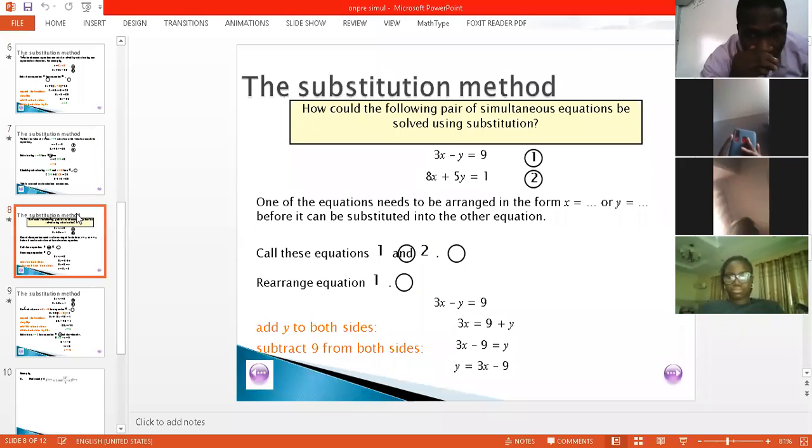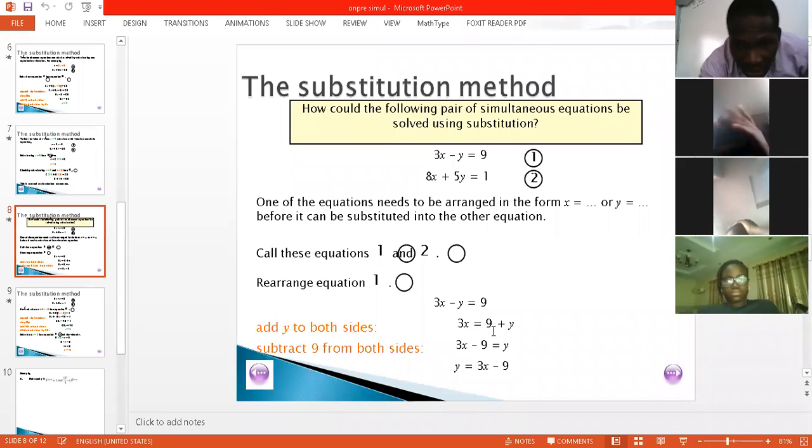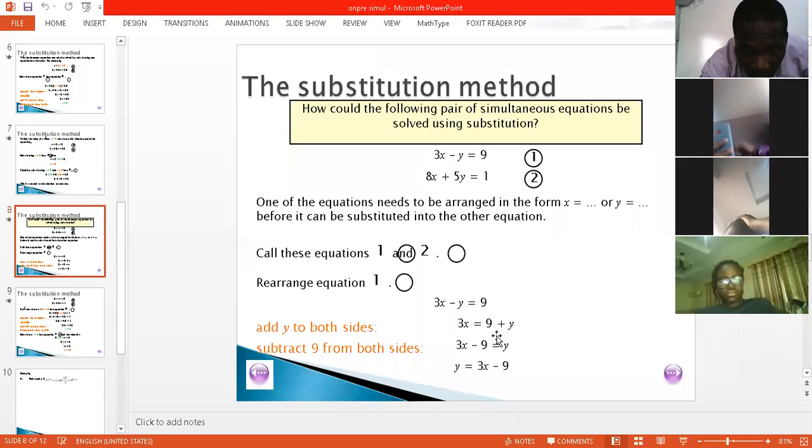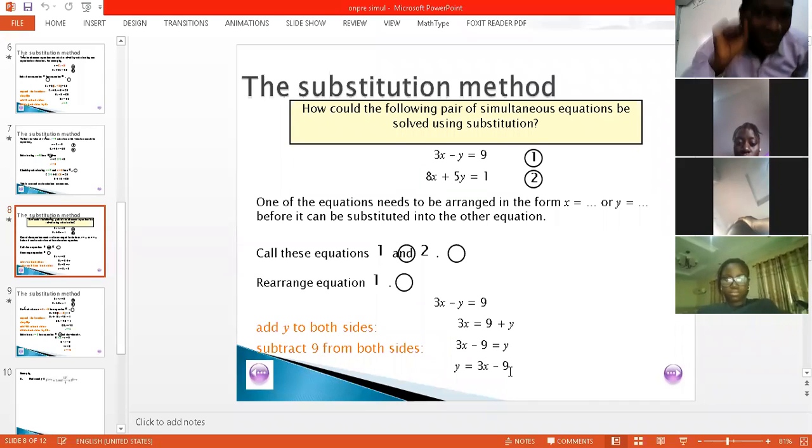So this is another form. Now, I said here, y is not given to you directly. So you have to make y equal to some set of terms. As you can see, you have 3x minus y equals 9, then 3x equals 9 plus y. Now you make y the subject of the formula here. Once you do that, you have y equals 3x minus 9. Okay, now 3x minus 9, that is for y. Now substitute this into the second equation.